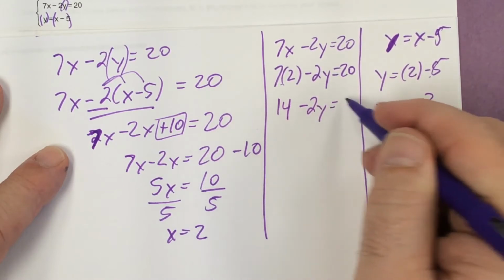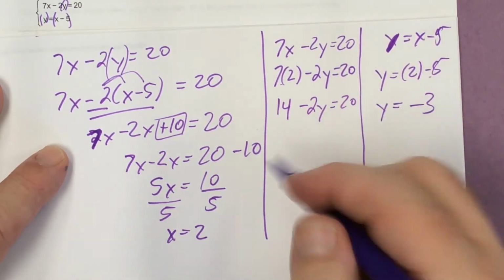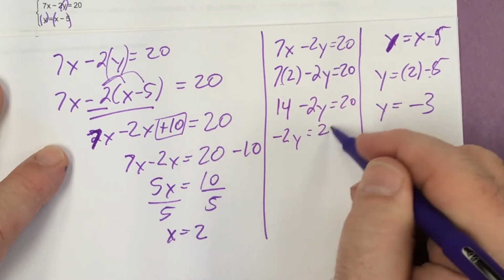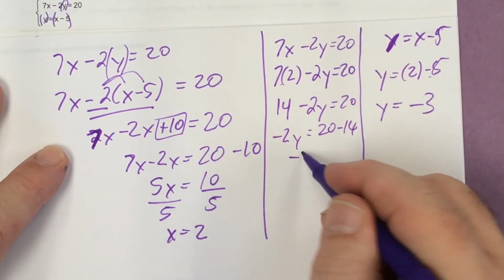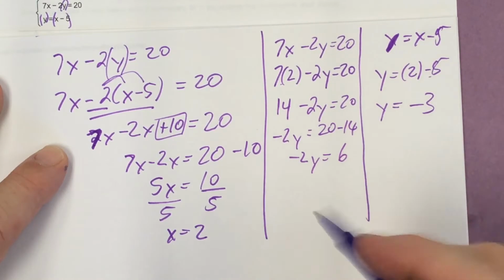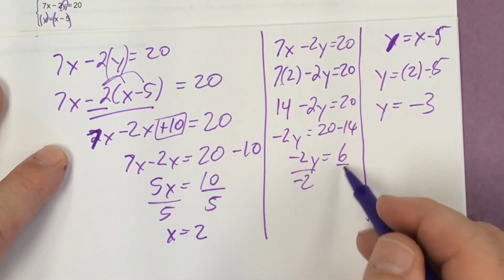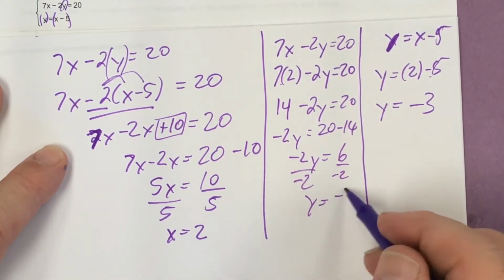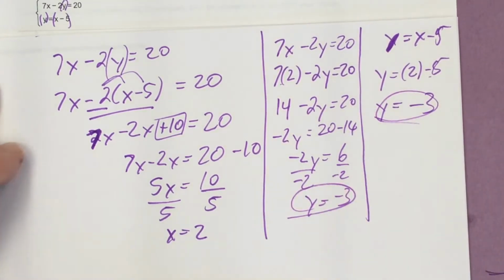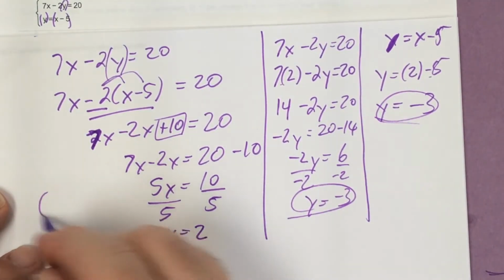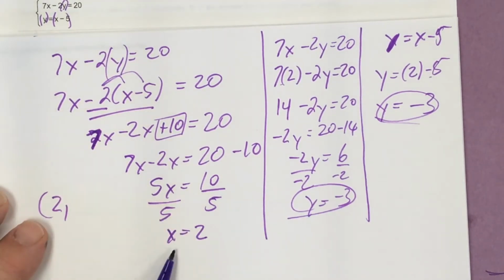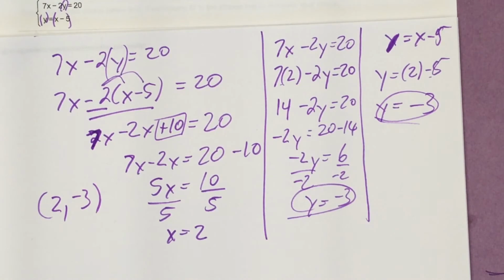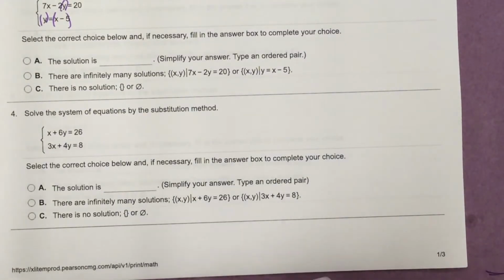Minus 2y equals 20. If I move the 14 over to get negative 2y equals 20 minus 14, negative 2y is equal to 6. And then if I divide both sides by negative 2, I should get y is equal to negative 3. And because I have the same result in both, I can say with confidence that the solution to this system is going to be 2 for x and then negative 3 for y. And that's another example of how the solving by substitution will work in this problem. Let's go ahead and take a look now at question 4.